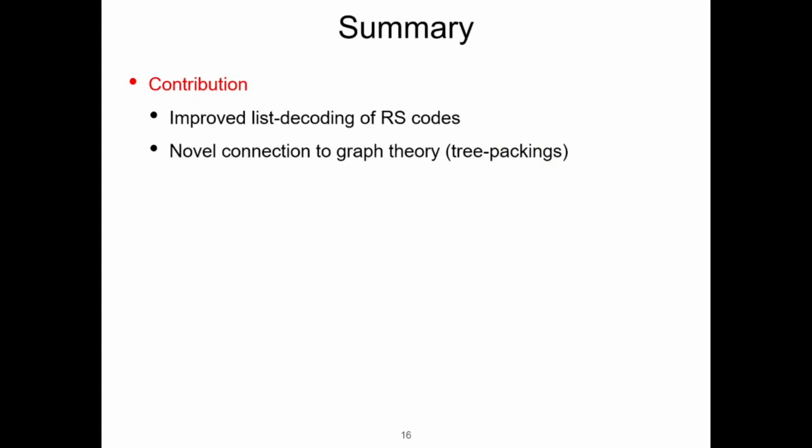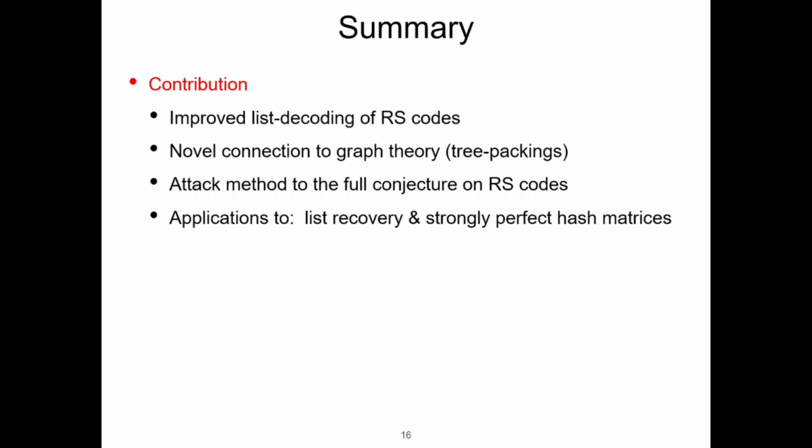Here's a summary of our results. So we obtained an improved list decoding of Reed-Solomon codes, and our proof shows a novel connection to graph theory, particularly to tree packings. And our technique provides a method to attack the full conjecture on Reed-Solomon codes, and it has applications to list recovery and constructing explicit, strongly perfect hash matrices.